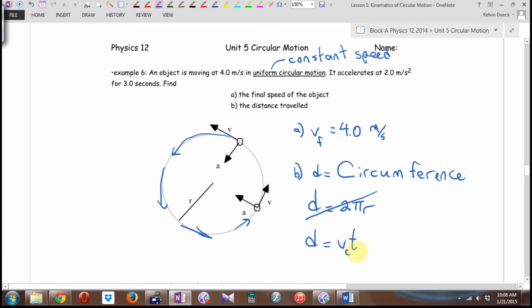Circular speed times t. Wait a minute, Mr. Dueck, shouldn't it be plus a half a t squared? Look at the direction of the acceleration. Look at the direction of the velocity. Are they in the same direction? So don't be putting the a in here. It's just going to be straight. You're traveling at 4 meters per second for 3 seconds. You traveled 12 meters in a circle.